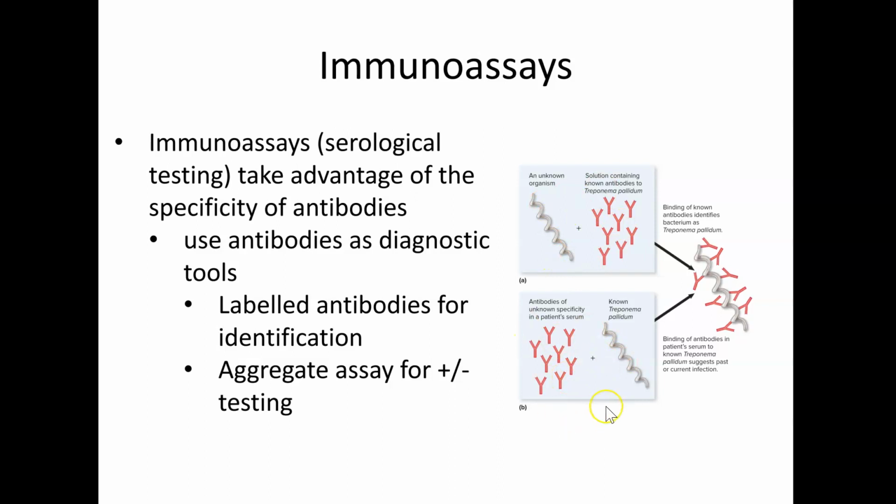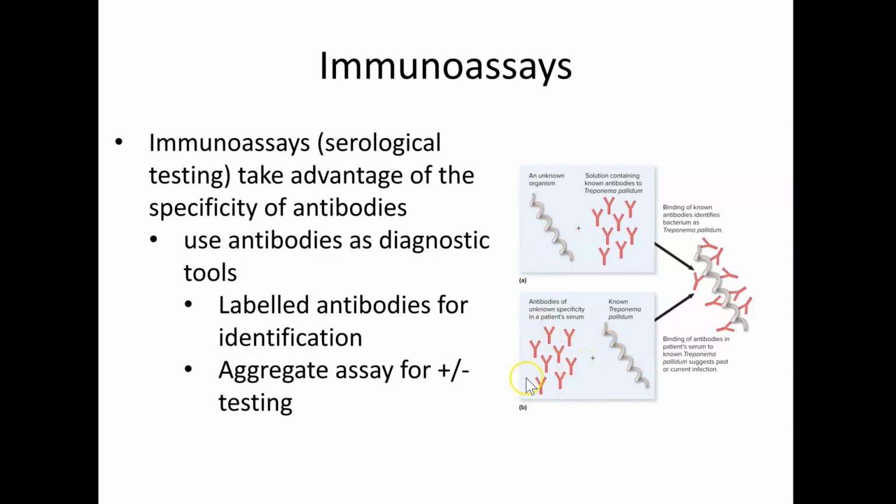In another situation, let's say situation B, we have a patient's serum, and we don't know if this patient has syphilis or not, or has ever been exposed to syphilis. But we do have the bacteria that causes syphilis, this Treponema pallidum bacteria. So in either case, if we mix these together and we get a positive aggregation, in other words, these antibodies recognize this bacteria, we know, one, that this unknown bacteria, in case A, is Treponema pallidum.